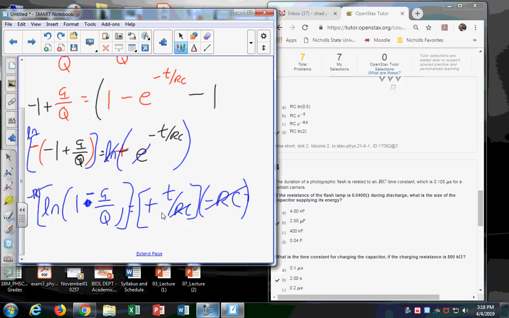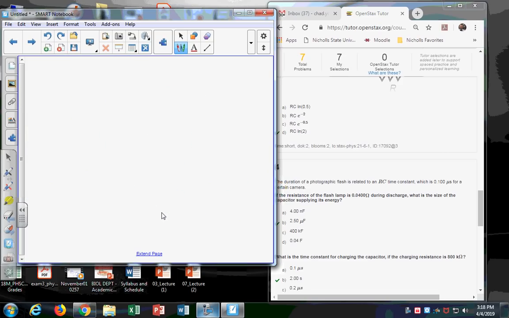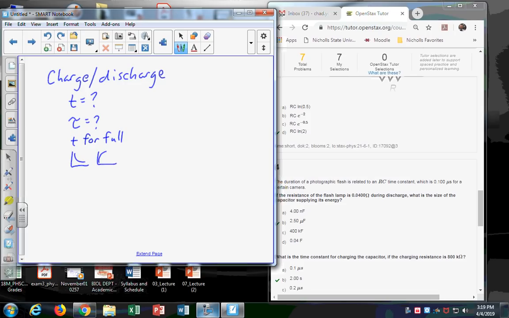All right? Remember, there are 3 questions on the free response. There's charging, discharging. And then there are parts to that. What is t equal to? What is tau equal to? What is the time for full charge or discharge? I'm just going to say time for full. And then I want you to draw the graph, either like this or like that. Okay, so that's 4. That's half of your free response, because remember there are 8 total.